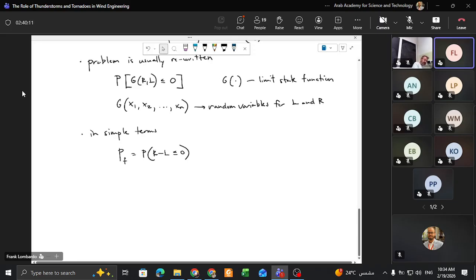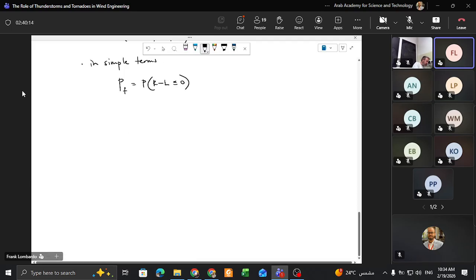Okay, so let's do a simple example, since I won't go too far into the mathematically heavy stuff; there's not a lot of reliability knowledge here, and I don't think it's really needed. Let's assume that the probability distributions for both load and resistance are normally distributed.